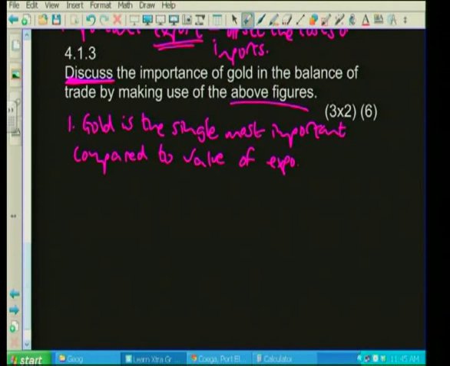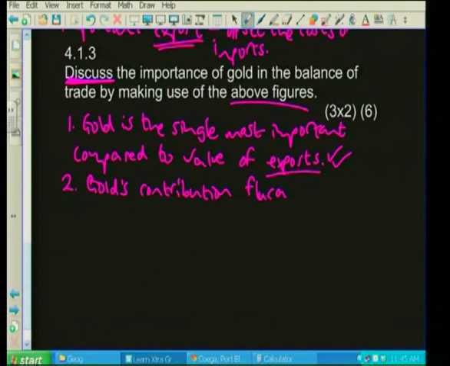Okay, so first point, gold is the single most important aspect compared to the value of all exports, and it is a good measuring stick or a yardstick of how much we pay for stuff. Secondly, you can say that gold's contribution fluctuates. Remember, I spoke about that briefly. What does the word fluctuates mean? It means goes up or down. I must also learn how to spell. There we go. Fluctuates on a daily basis.